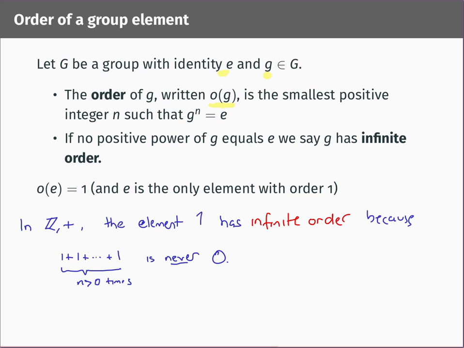So the element 1, and in fact any non-zero element of the group of integers under addition, will have infinite order. On the other hand, for an example of an element with finite order, take any permutation. It's got finite order, and for example, a 3 cycle would have order 3, a 5 cycle would have order 5, a transposition would have order 2, and so on.